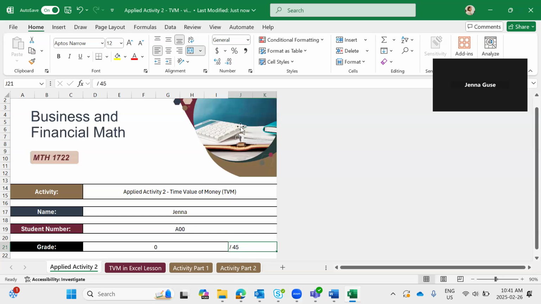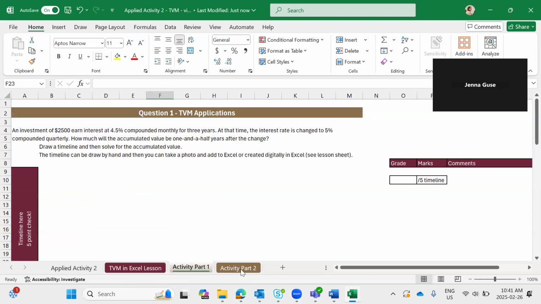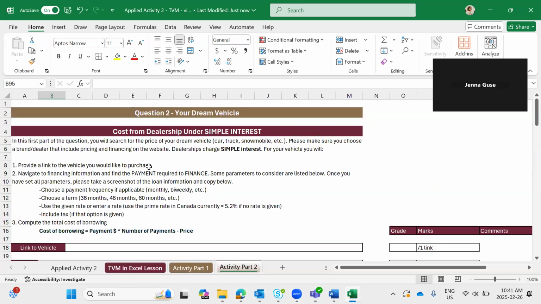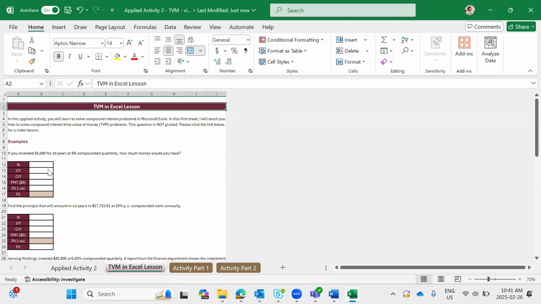Just like your last applied activity, this applied activity will be structured so that I'll teach you how to perform calculations related to the time value of money within Excel, and then you'll work on applied activity part 1 and part 2 individually that will be related to using the functions that I teach you in the lesson.